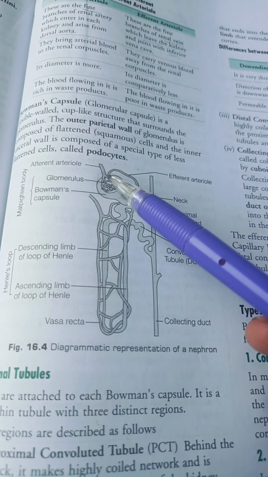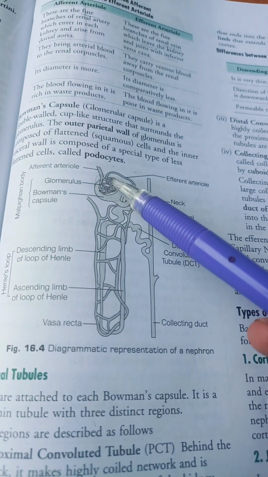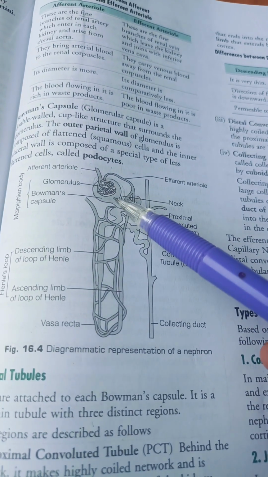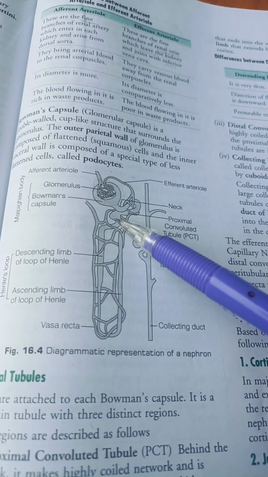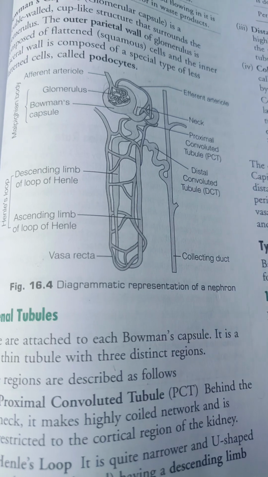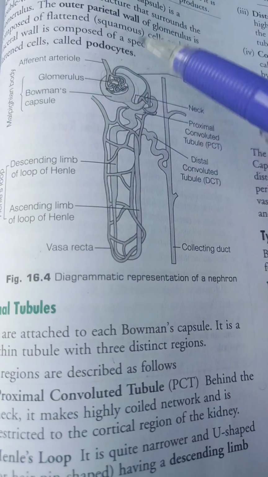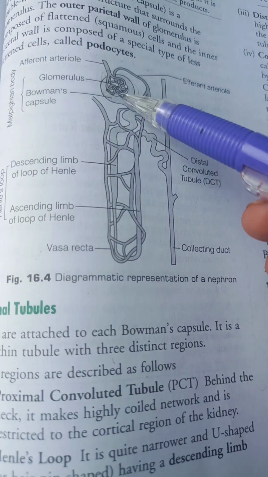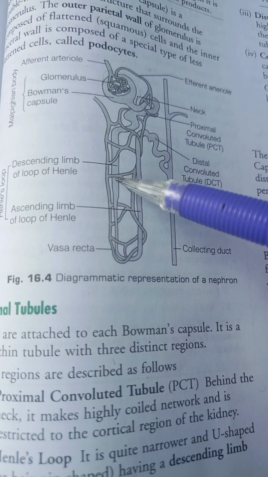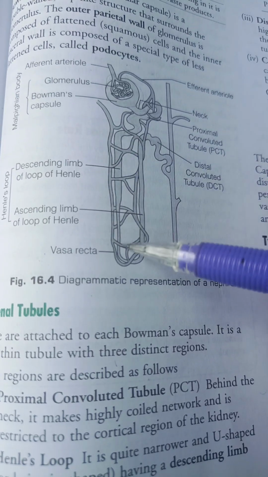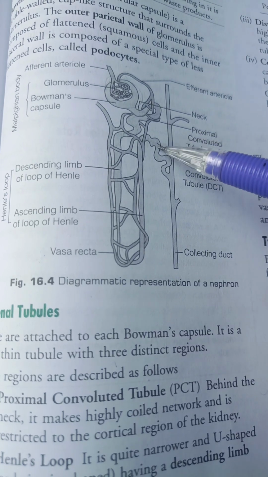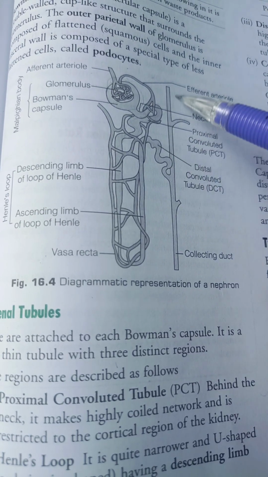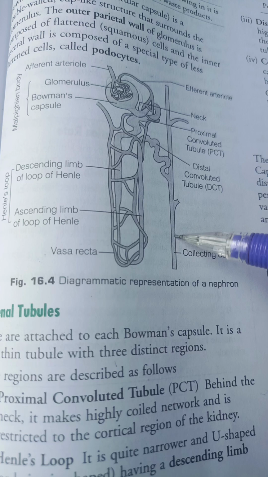This is the nephron structure. Glomerulus, then from here the proximal convoluted tubule. See, this is the glomerulus, proximal convoluted tubule. This is the descending limb. Again, this is the ascending limb. Then the distal convoluted tubule, and this is the collecting duct.